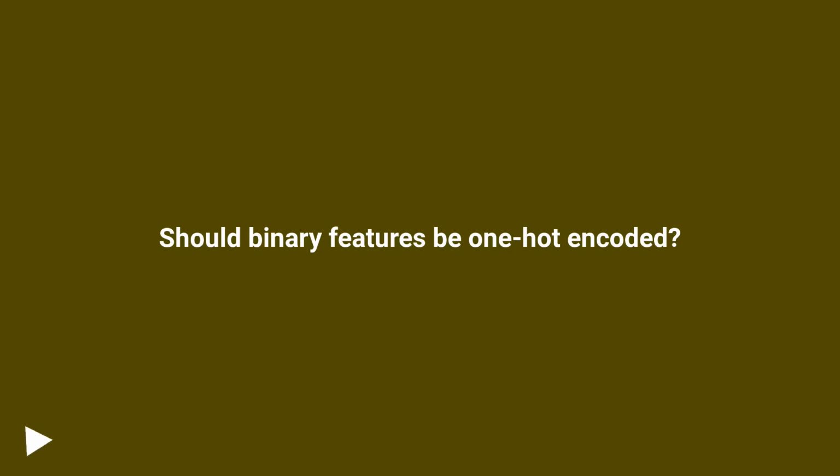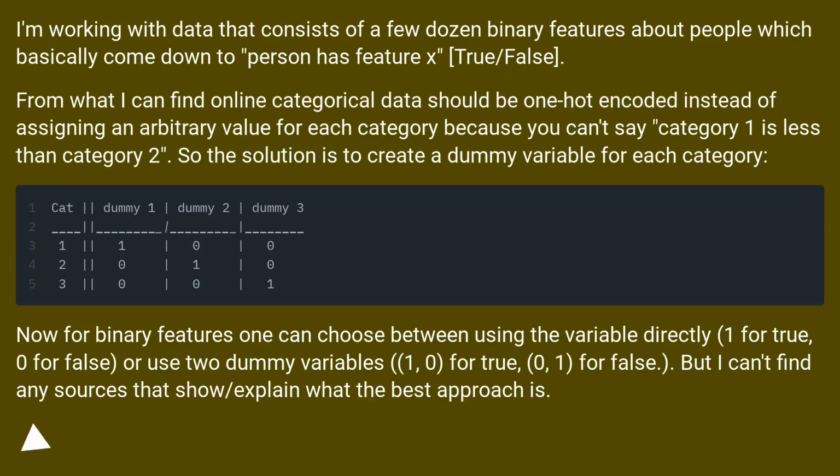Should binary features be one-hot encoded? I'm working with data that consists of a few dozen binary features about people, which basically come down to: person has feature X, true/false. From what I can find online, categorical data should be one-hot encoded instead of assigning an arbitrary value for each category, because you can't say category 1 is less than category 2. So the solution is to create a dummy variable for each category.